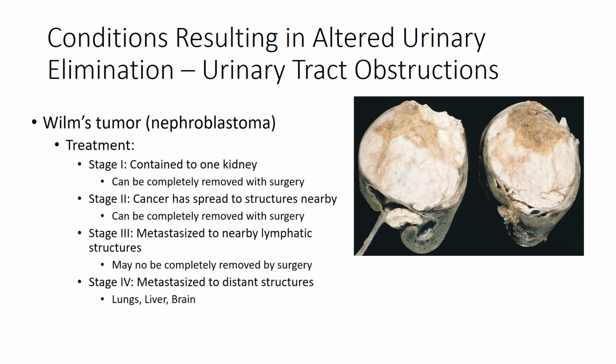Stage 4 is metastasized to distant structures, so beyond just local lymphatic circulation. This is going to be structures like the lungs, the liver, the brain. The lungs and the liver are going to be 2 predominant sites for metastasization. Right? And then stage 5 is it metastasizes to both kidneys, meaning you're going to have severe renal impairment in stage 5.